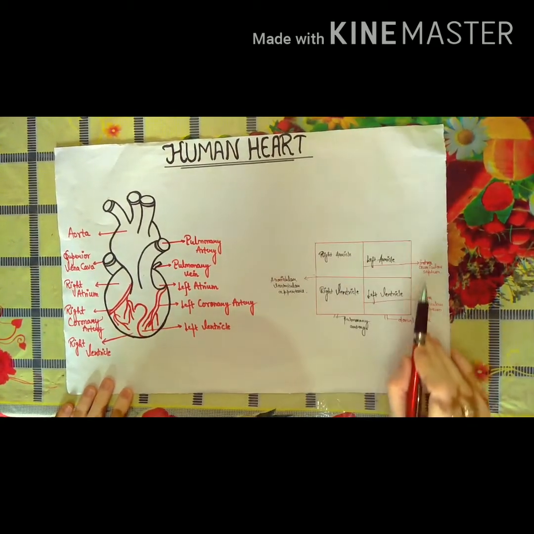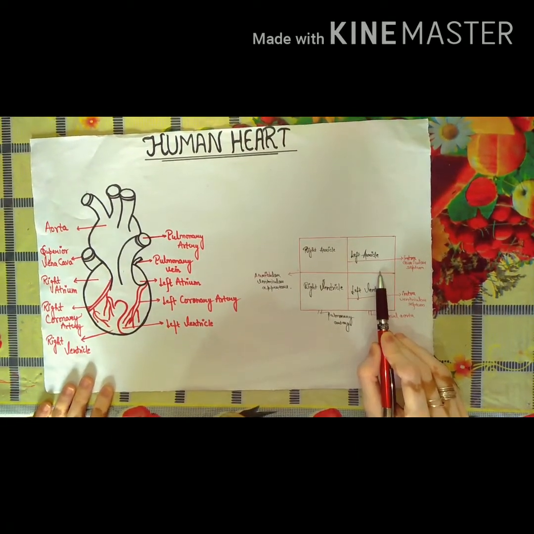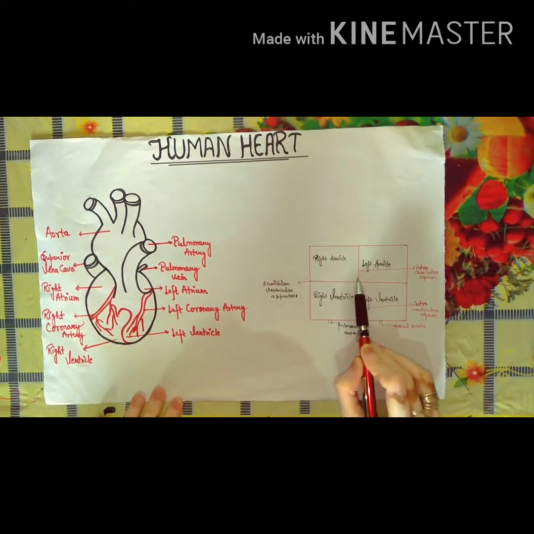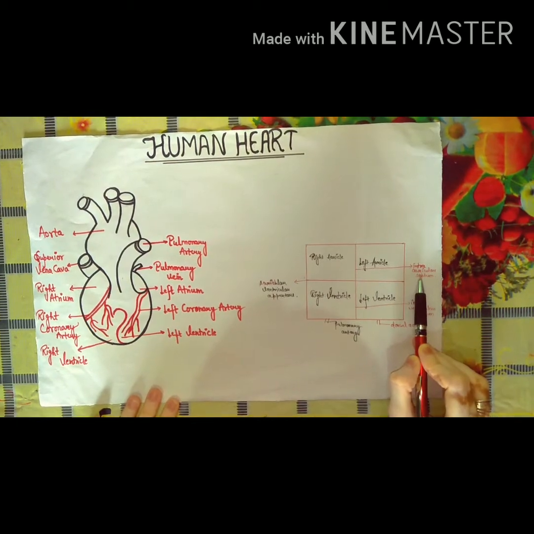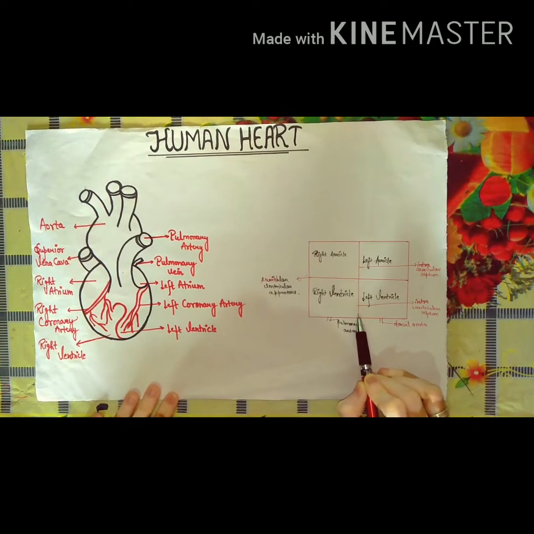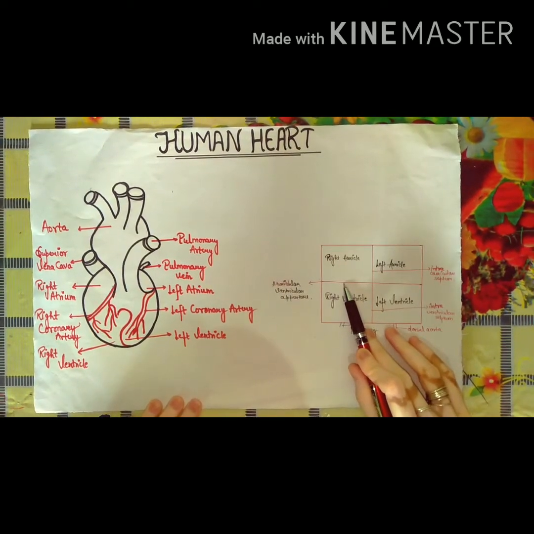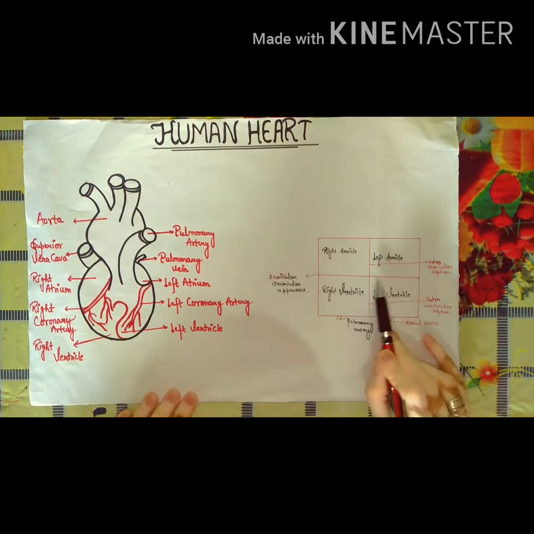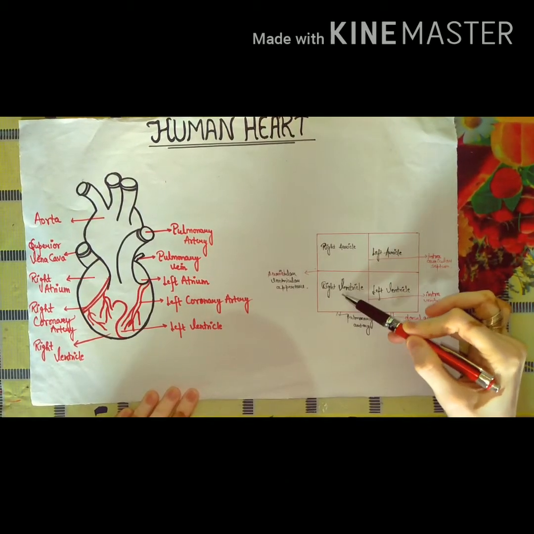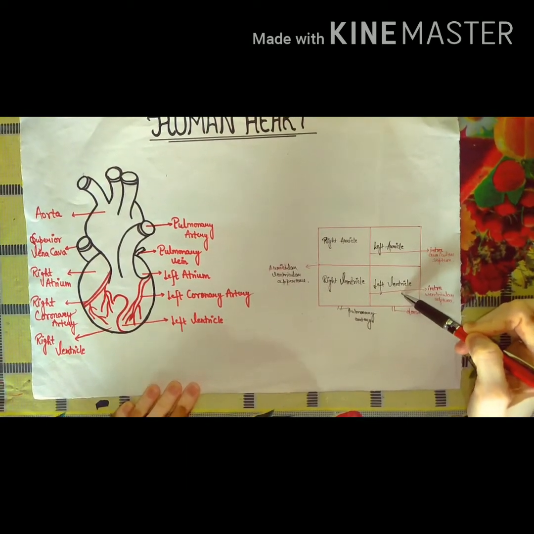Suppose that this is the four chambers of the heart, in which this is the right pumping unit and this is the left pumping unit. The left and right auricles are separated by a septum known as the interauricular septum. The right and left ventricles are separated by a septum known as the interventricular septum. Therefore, the heart consists of a right and left pumping unit, in which the right pumping unit receives and distributes deoxygenated blood and the left pumping unit receives and distributes oxygenated blood.